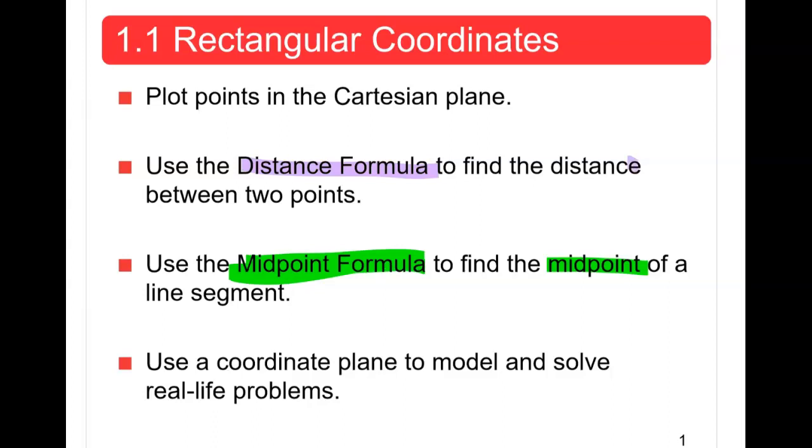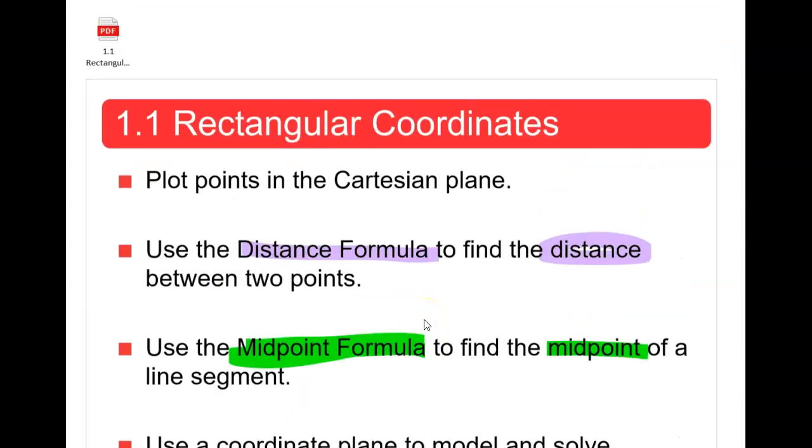And here we're finding the distance. And then lastly, we will use a coordinate plane to model and solve real life problems. So this is a very easy section. I hope that we can make this video short so that you can get started with your homework on WebAssign.